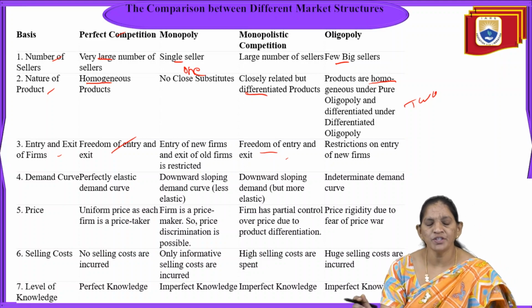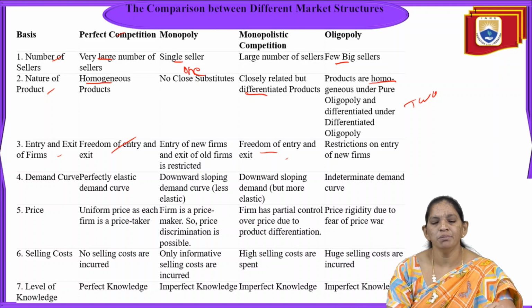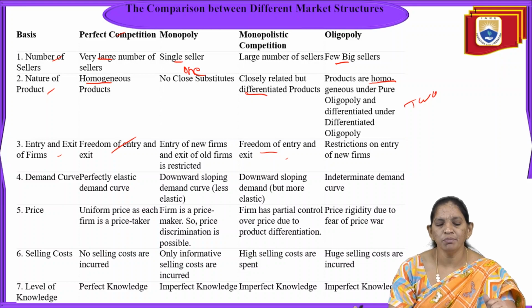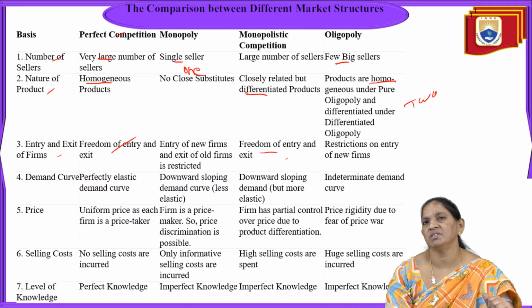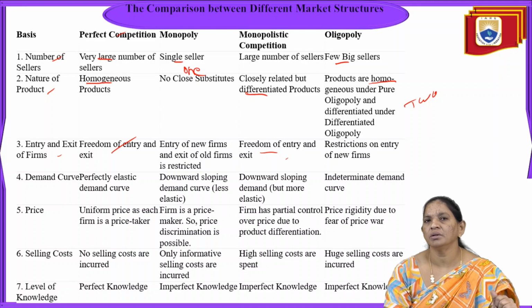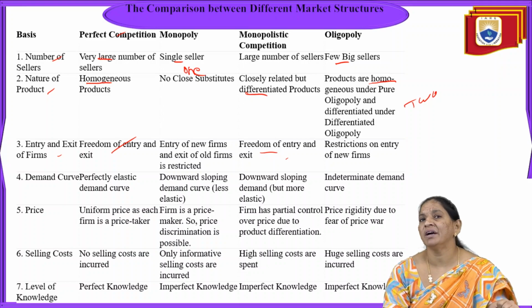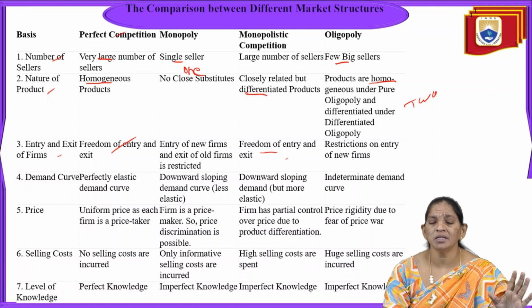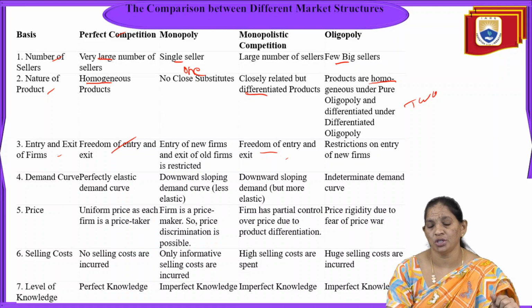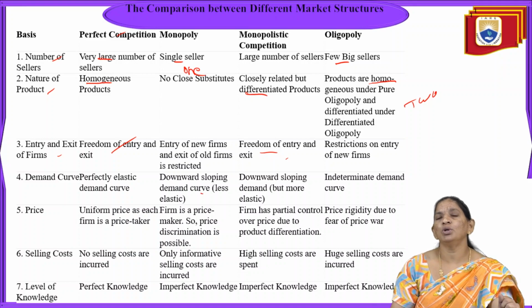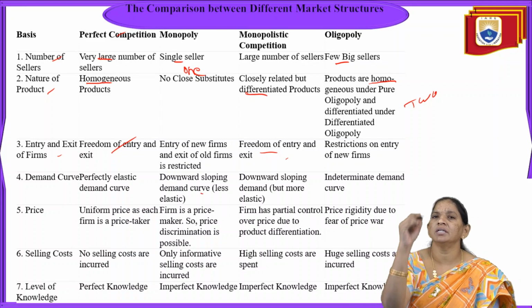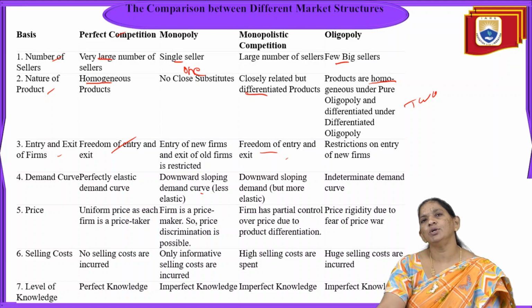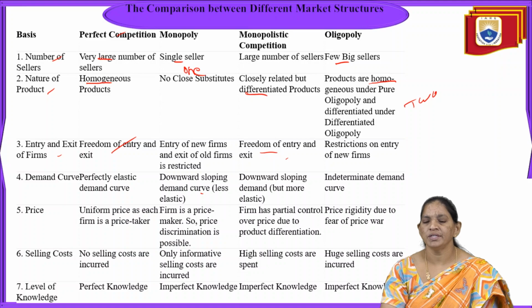And the next feature is related to the demand curve. In case of perfect competition, the demand curve is perfectly elastic, meaning there will not be any change in the supply and demand of the product, and they are only price takers. That's why the demand curve is elastic in nature. But in the monopoly market, as we have already seen, the demand curve slopes from top to down, that is, lowering the price will give a larger amount of sales.